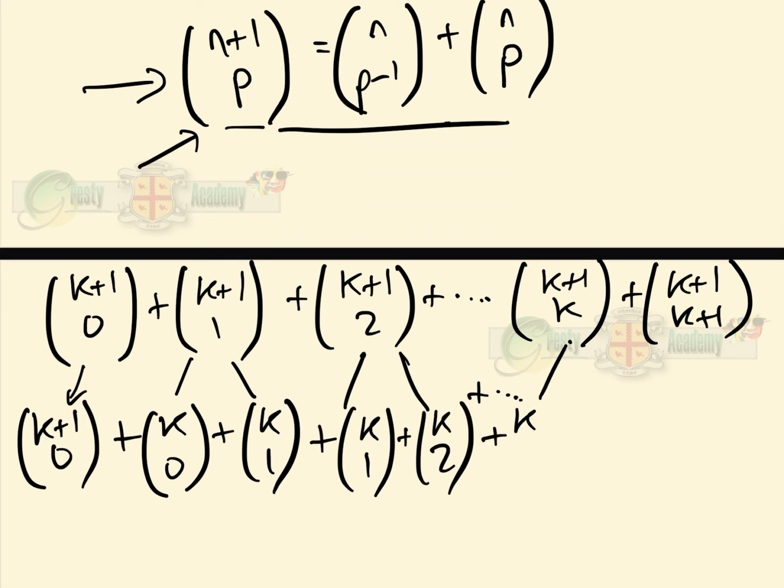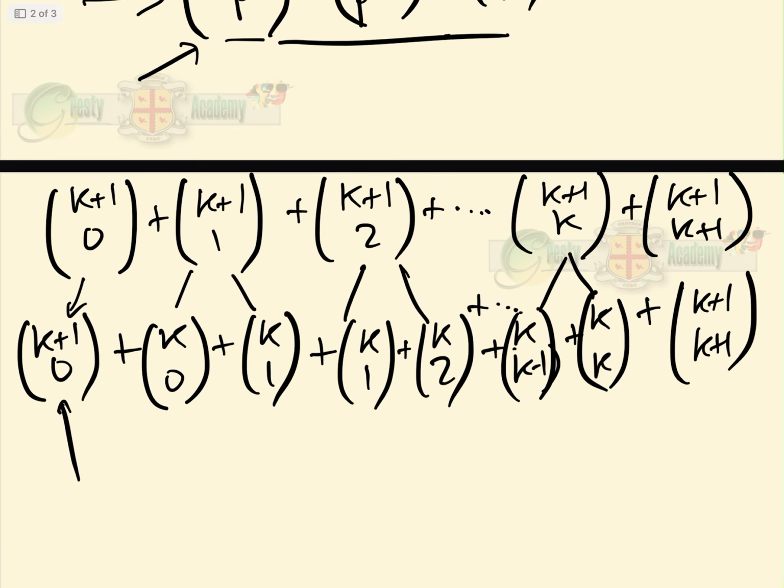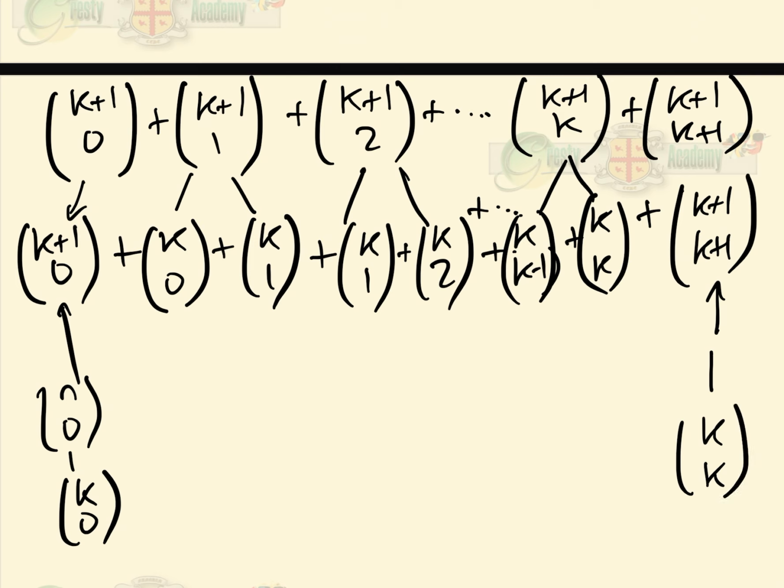That will give us C(k, k minus 1) by Pascal's identity there, and then finally we're just left with this last one, C(k plus 1, k plus 1). Now if we just look at this one, anything choose 0 is basically just equal to 1 by definition, so we could rewrite C(k plus 1, 0) as C(k, 0), and ditto C(k plus 1, k plus 1) is equal to 1 as well. That basically equals 1, and so we could rewrite that one as C(k, k), so that's basically that.